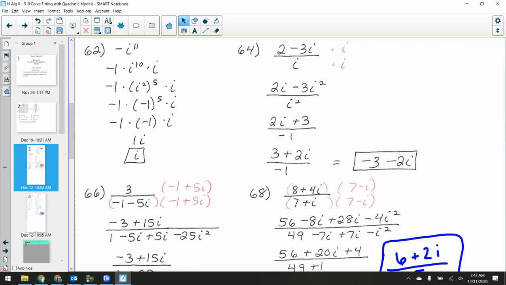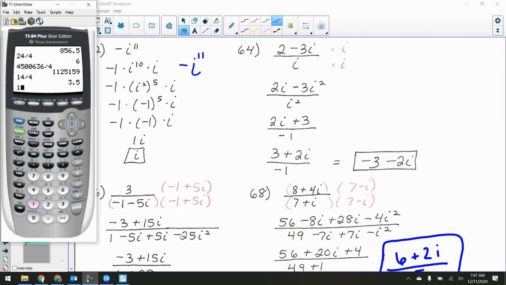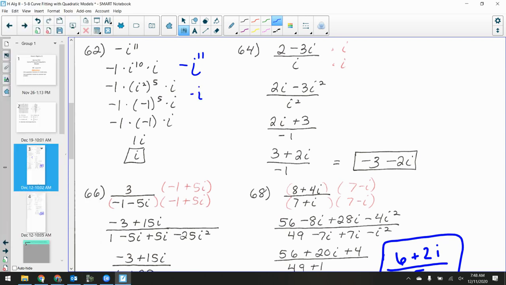So here's how I would do this problem, though. I'm here at negative i to the 11th, and I say, okay, what about 11 divided by 4? What's the remainder? 3, right? So the remainder is 3. It's 2.75. That 0.75 means this is going to be equivalent to negative i to the 3rd. Right? What is i to the 3rd?